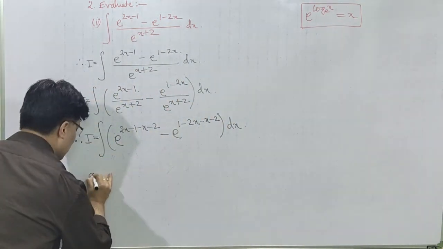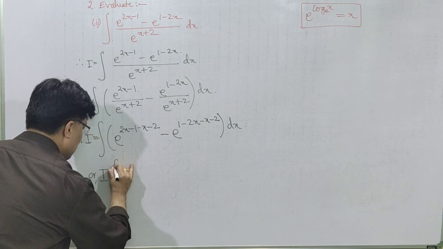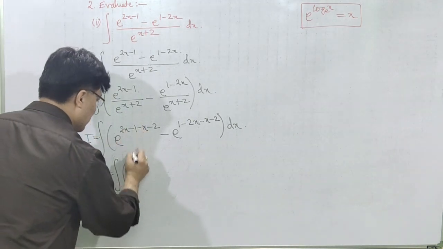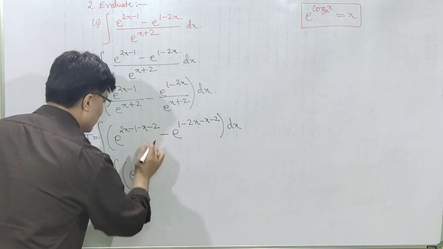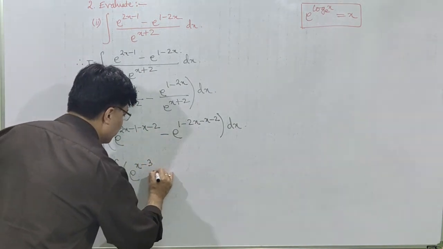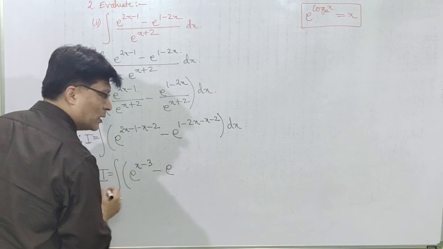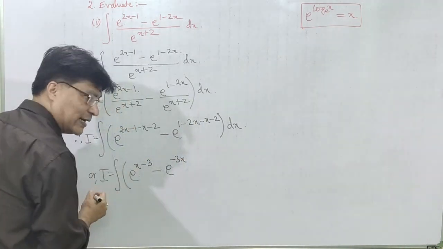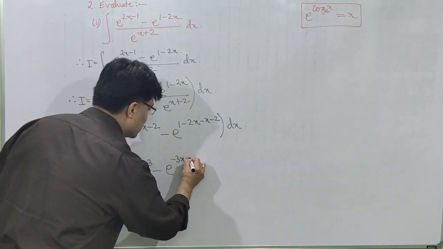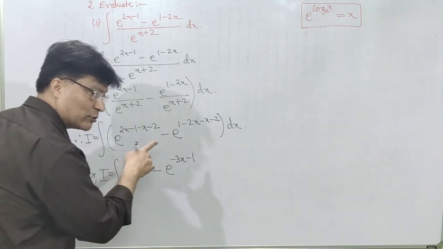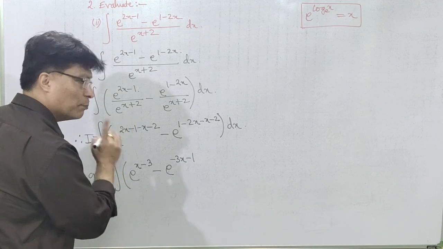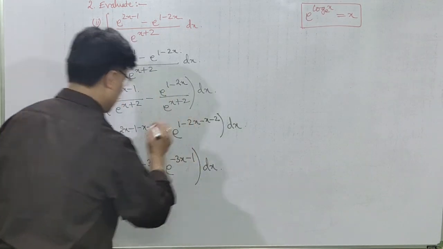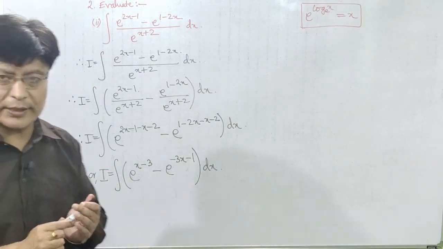Okay, so let us simplify it. So I is equal to the integration of, within brackets, e to the power 2x minus x is x, minus 1 minus 2 is minus 3, minus e to the power minus 2x minus x is minus 3x. Same sign, you can add them, and 1 minus 2 is different sign, you have to subtract, but you have to write down the sign of the greater number, that is minus. Okay, so it is closed. Then you can write dx. So I think you have understood it.